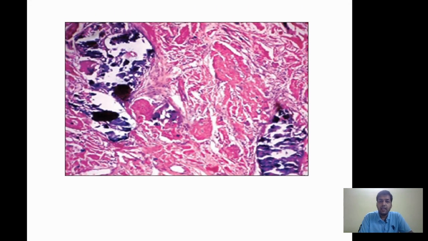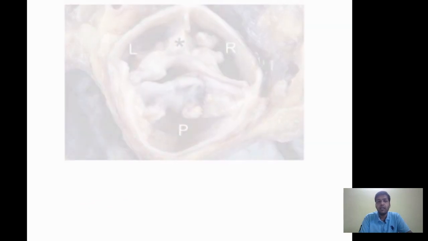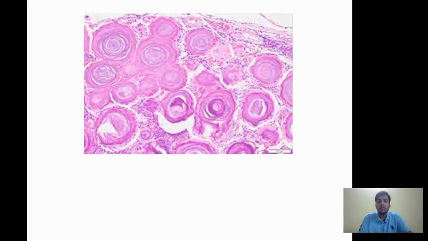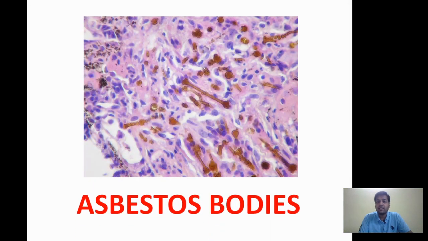So this basic H&E stain highlights under the microscope how calcification occurs. See, these appear as basophilic calcium deposits or bluish deposits. Also grossly, calcification looks like whitish granular deposits. Here we see calcification in the diseased aortic valves. Also, these are psammoma bodies. See how they look like concentric layering, concentric deposition of calcium around the tumor particles. And these are the classical asbestos bodies. You can see they are dumbbell shaped and they have beading at the ends.